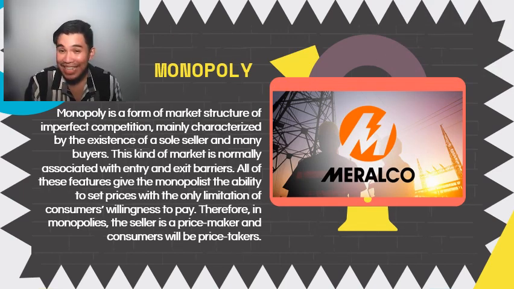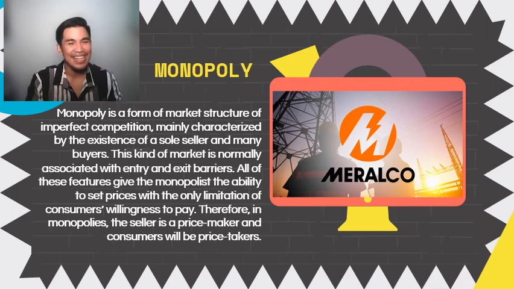Let's now proceed to the next type of market structure, and that is monopoly. When we say monopoly, that is a form of market structure of imperfect competition, mainly characterized by the existence of a sole seller and many buyers. This kind of market is normally associated with entry and exit barriers. All of these features give the monopolist the ability to set prices with the only limitation of consumers' willingness to pay. Therefore, in monopolies, the seller is a price maker and consumers are price takers.